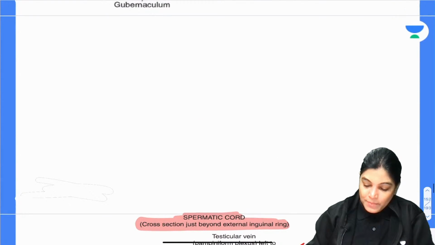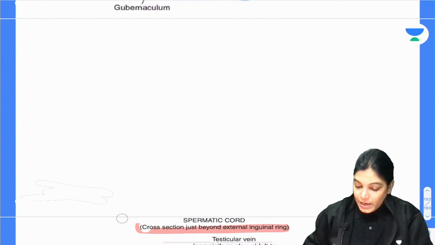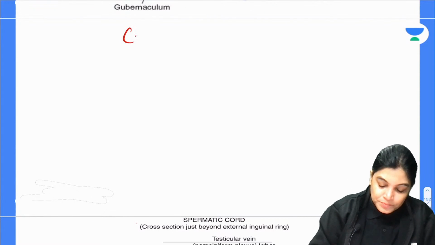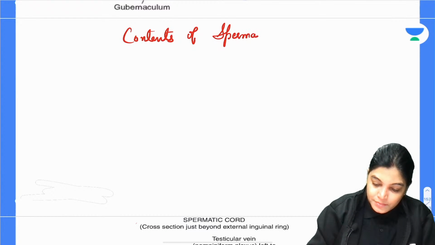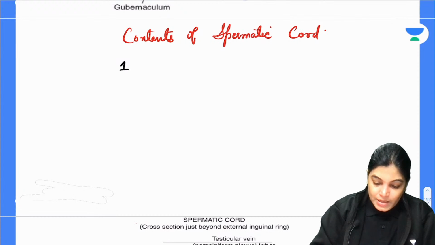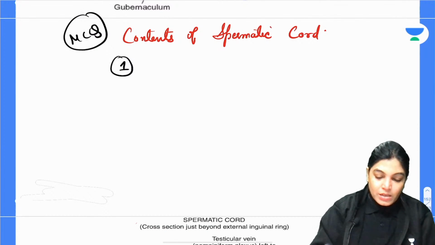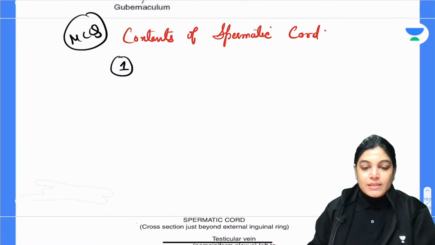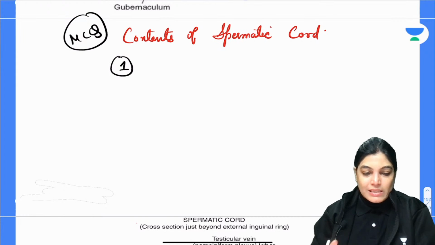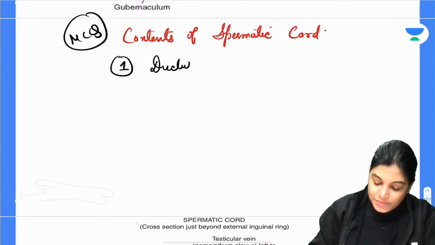So for your examination point of view, it is important that you should know the contents of spermatic cord. So quickly write down the contents of spermatic cord, my dear aspirants. Contents of spermatic cord are following. This is also very important for your examination, that you should know all the contents. It has many important structures residing. So we can see ductus deferens. What is ductus deferens? Vas deferens.